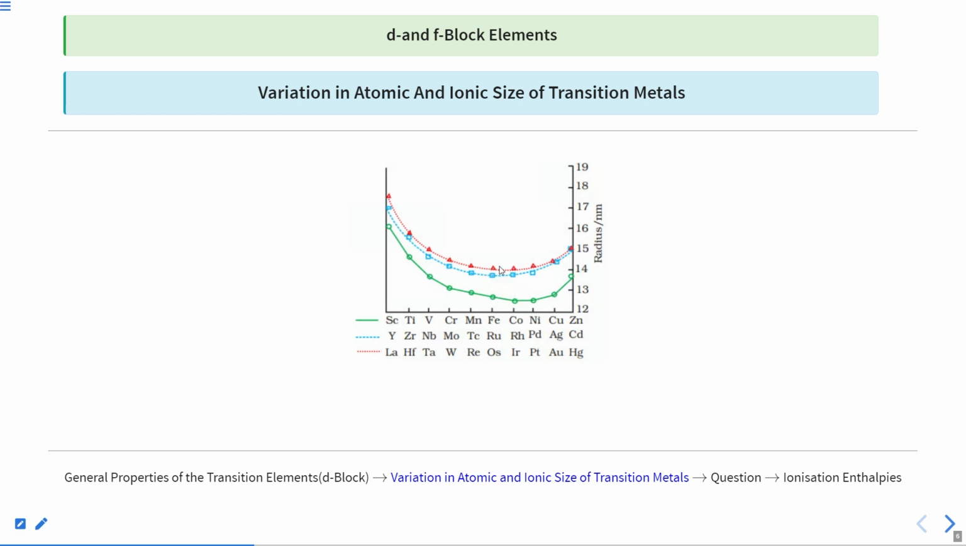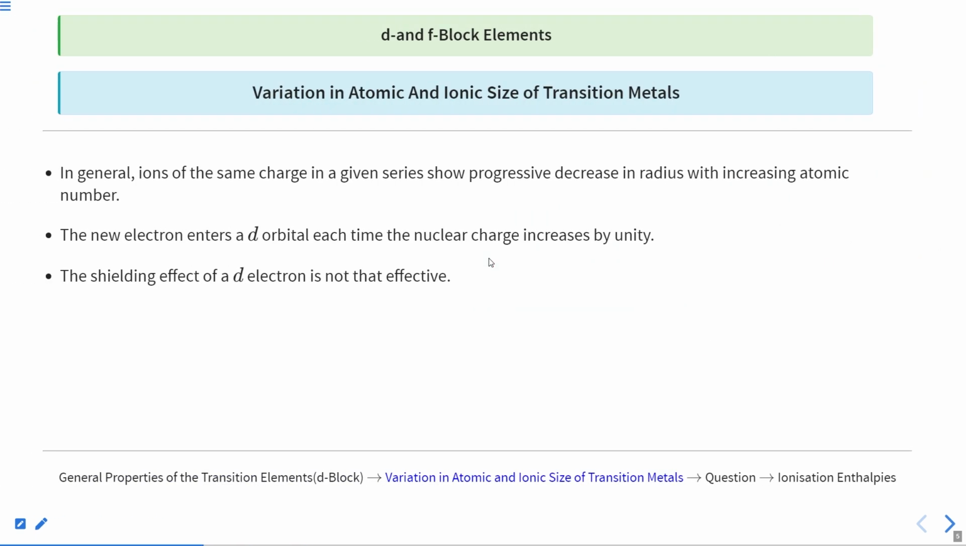I would rationalize this trend with the help of lanthanide contraction, which is an important part of the d block, in the upcoming slides. So what you have to notice here is that the difference between the atomic radii of first and second is very high as compared to the second and third difference. Is it clear? Okay. So this is the trend, right?